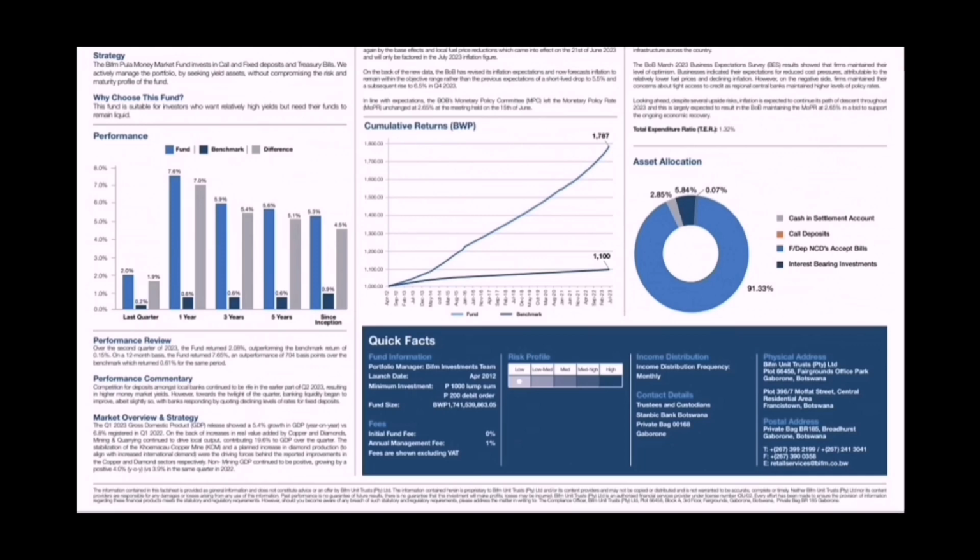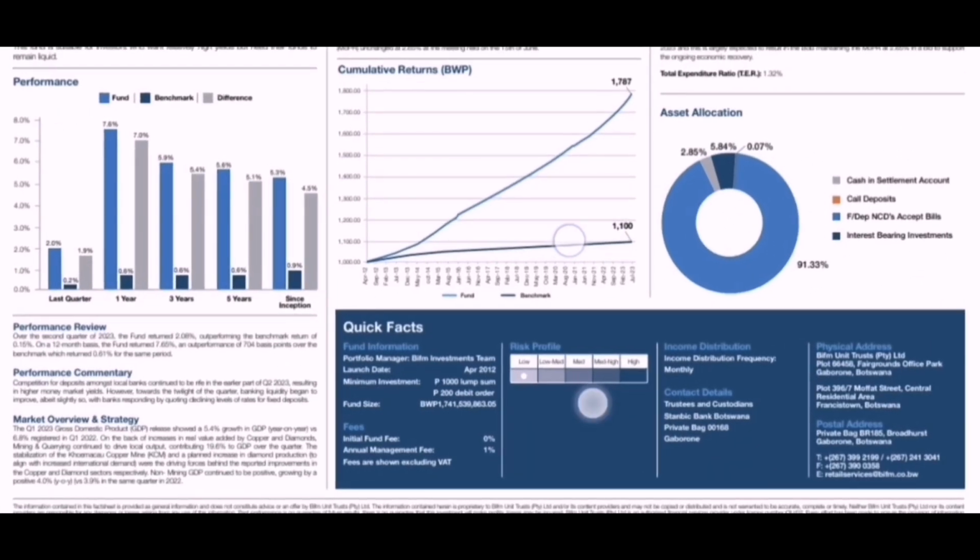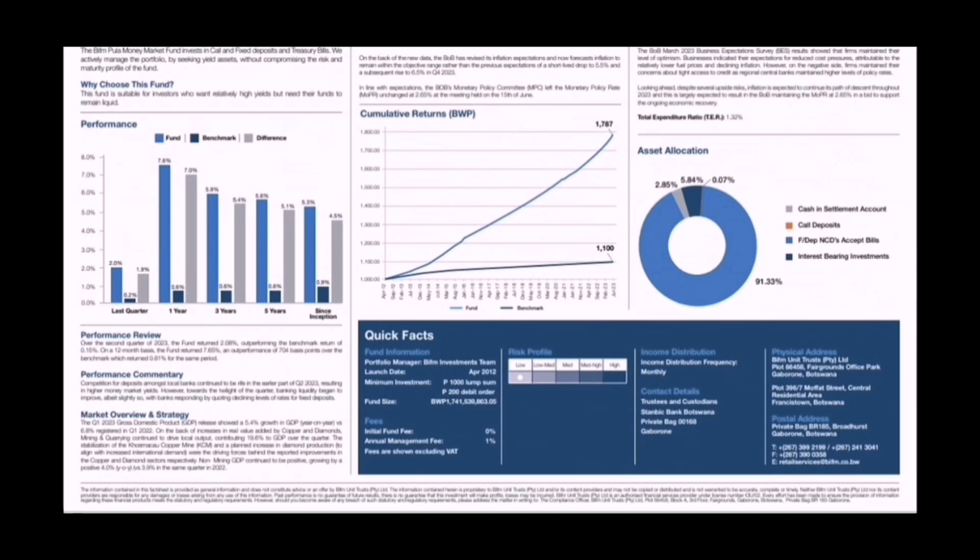Details there is the asset allocation. You can see where the fund is investing your money. You can see the bulk of the money is invested in fixed deposits and negotiable certificates of deposit. There's also call, even though I don't see it there. There's cash and settlement account, and there's interest bearing investment. So that's how the fund is invested.